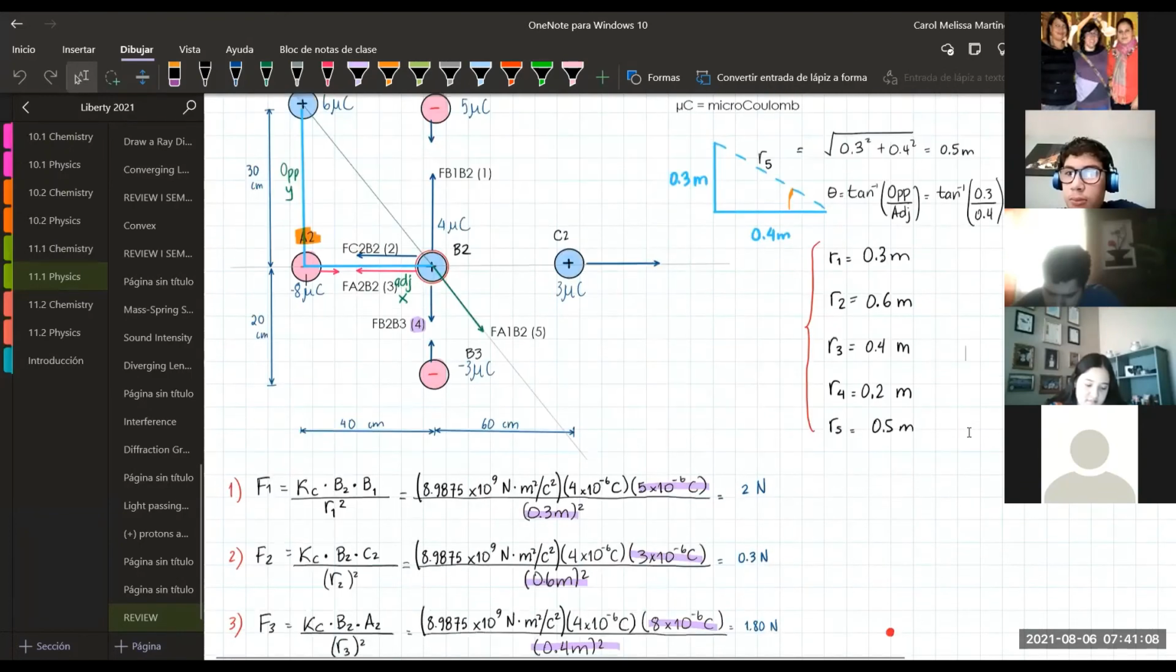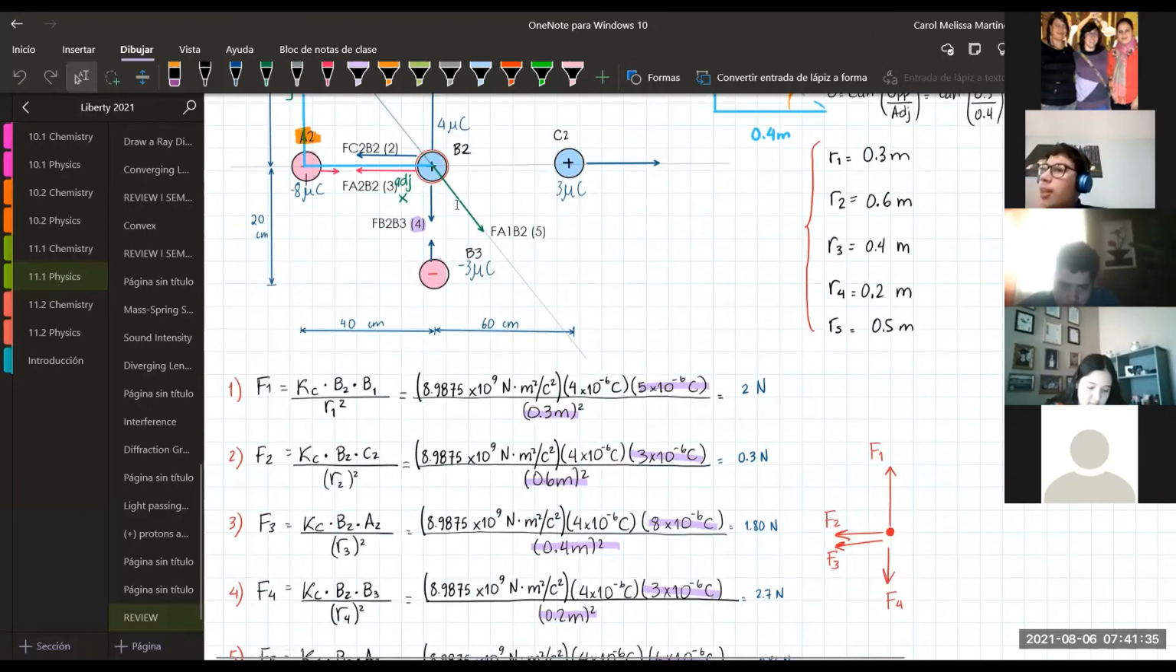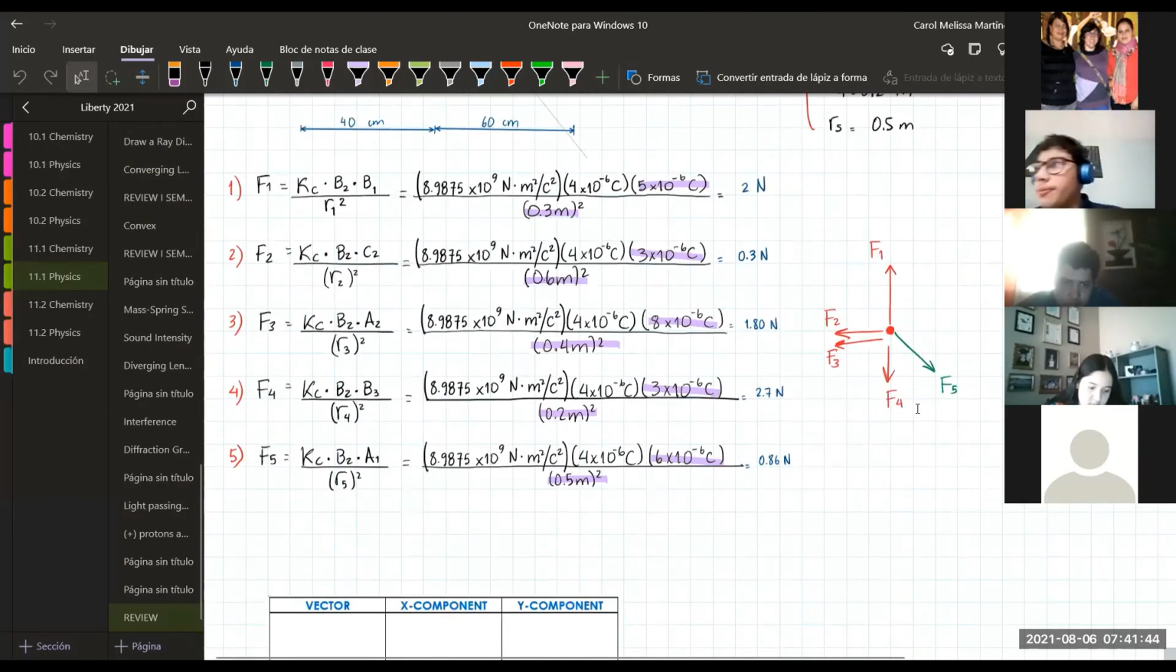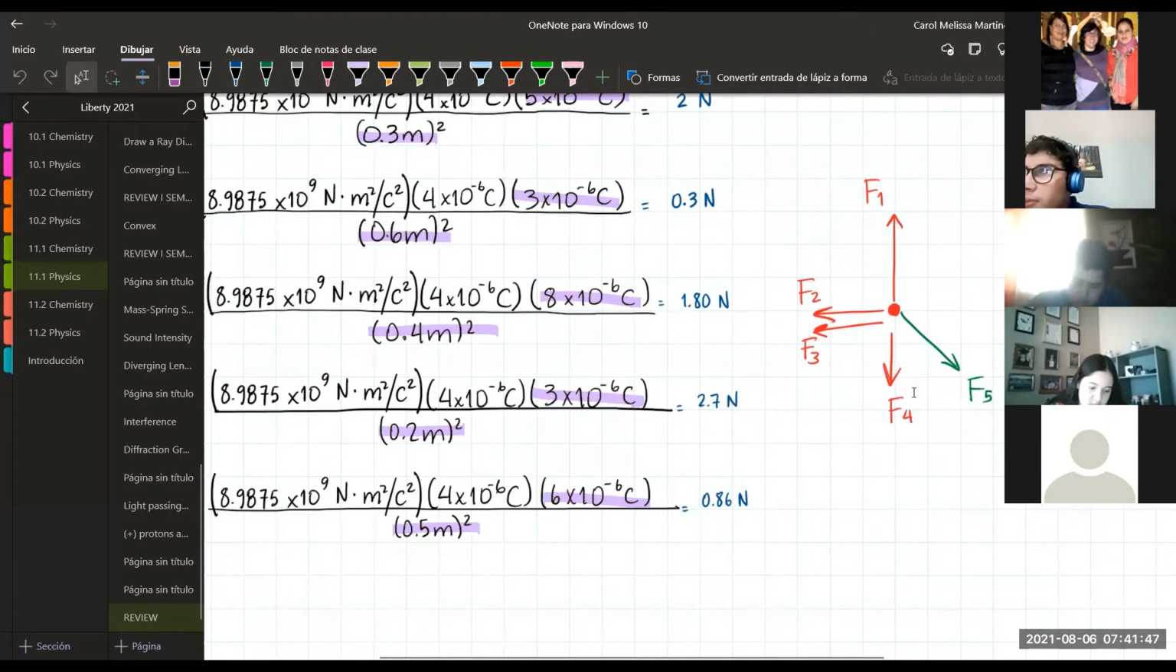So I know that up, I have my force one. I know that here I have my force two. I also have my force three. I have my force four. It's going down. And this one, the green one, has a direction. This is my force five. And I include the information about the forces. And of course, I will include the angle that I obtain: 36.87 degrees.